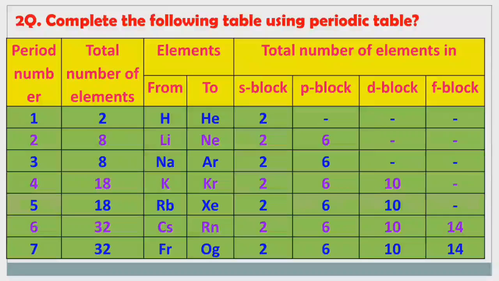Sixth period contains 32 elements from cesium to radon. In that 32 elements, 2 are s block, 6 are p block, 10 are d block and 14 are f block elements. Seventh period is also the same. It contains 32 elements from francium to oganesson. In that 2 are s block, 6 are p block, 10 are d block and 14 are f block elements. This is the classification of elements based on differentiating electron.